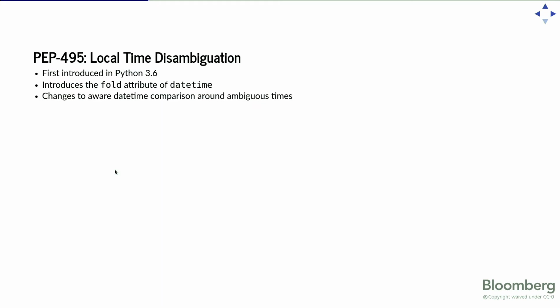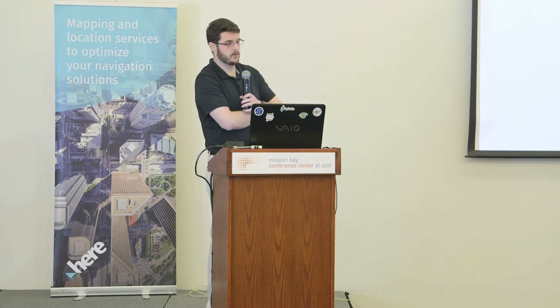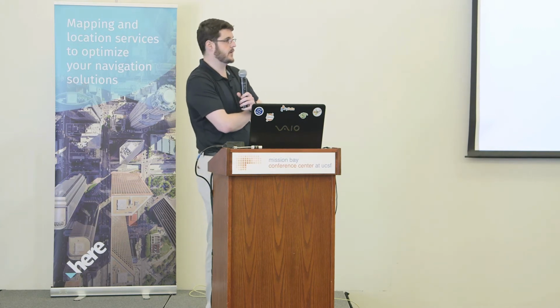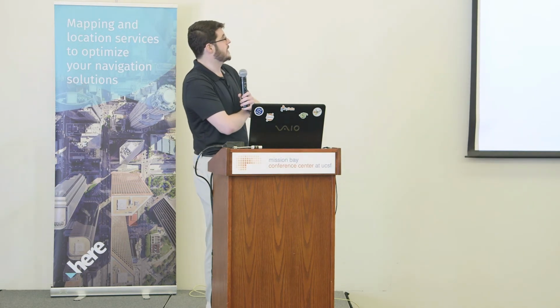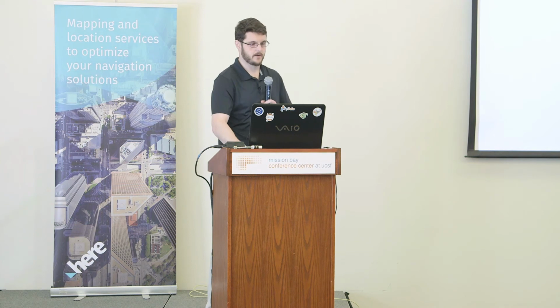Up until Python 3.6, there was no official way to handle this. If you wrote a TZInfo implementation and you used the Pythonic interface, the answer was you just can't represent ambiguous times. It's not possible. So that's why PEP 495 was put into place. It came about in Python 3.6, and it introduces the fold attribute of DateTime. And it also implements some changes to how time zone aware datetimes are compared.